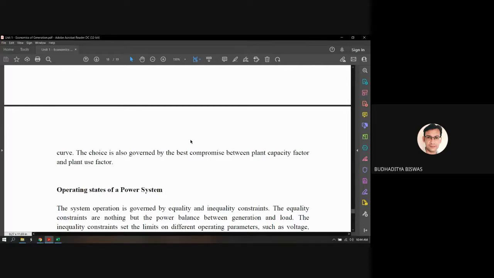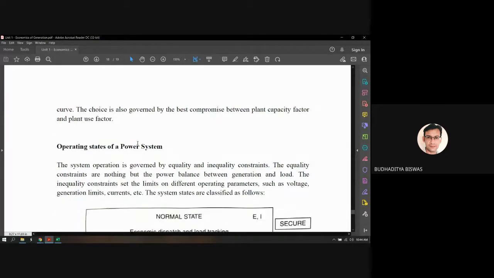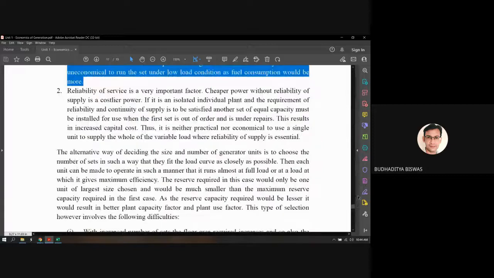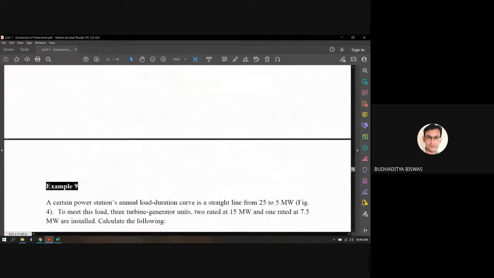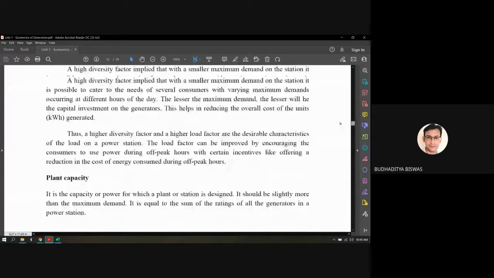Generally, the choice is also governed by the compromise between the plant capacity factor and the plant use factor. So what should be the best criteria to select the size of the power plant or the number of units of the power plant? Say, for example, like this load curve.